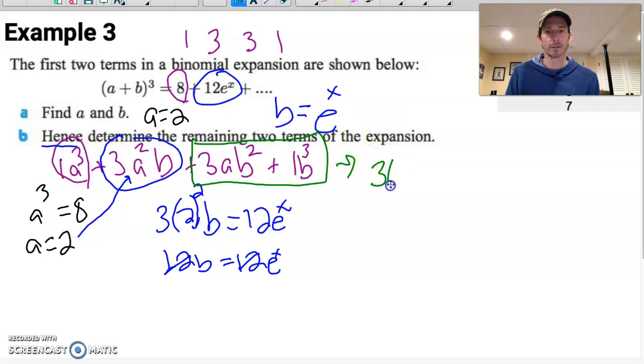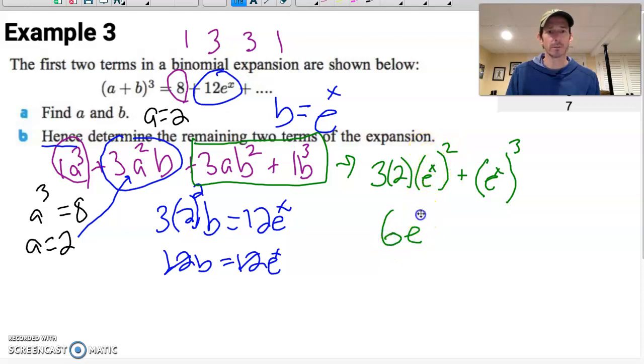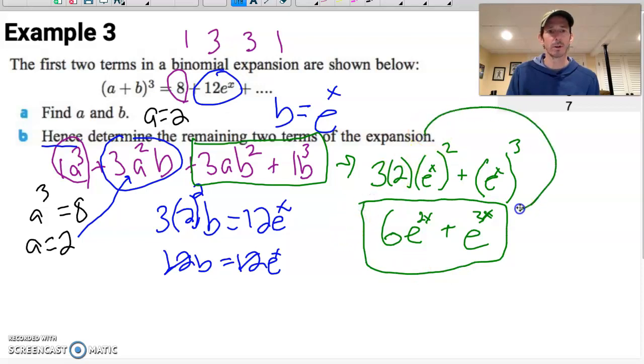I have 3, a is 2, b is e to the x, so I'm going to put that in parentheses because that has to get squared, plus 1, there is no more a, and I have b, which is e to the x, is going to get cubed. So finishing the job, the remaining two terms would be 6e, and power to a power means I multiply, so that's e to the 2x, plus power to a power means I can multiply e to the 3x. So those are my remaining two terms answering this question.